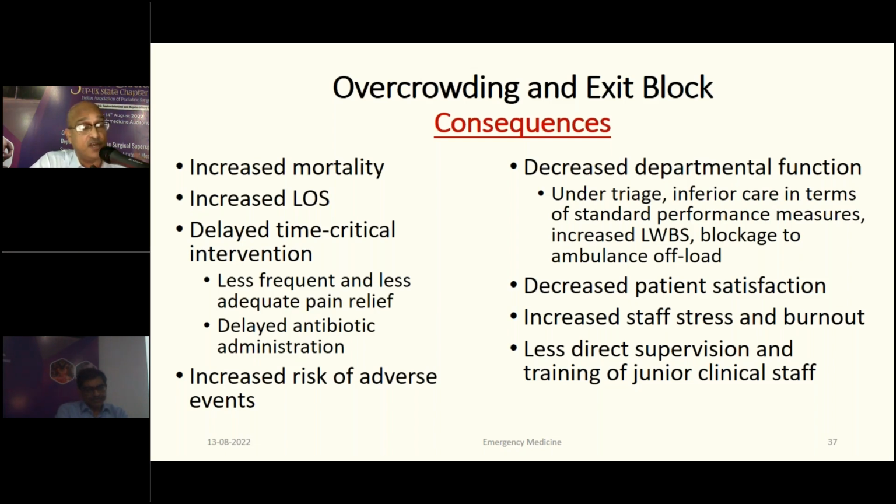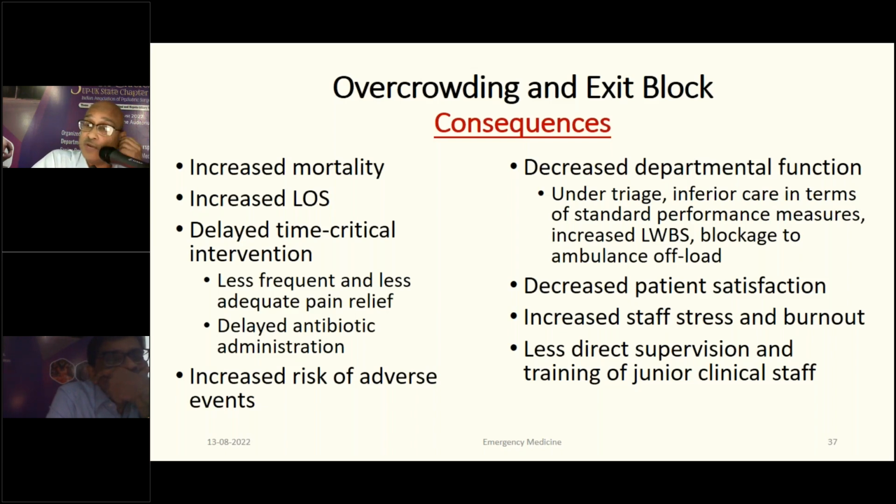Again, as I told you, it is double-edged. One leads to the other. If there is extended length of stay, there is delayed time to critical interventions, so less frequent and less adequate pain relief will be there. There will be delayed antibiotic administration. We have not counted it, but in the coming times, we will audit all these aspects as to how much is the delay. Increased risk of adverse events, yes, they are happening right now, and we need to count them out in the coming days and try and avert them.